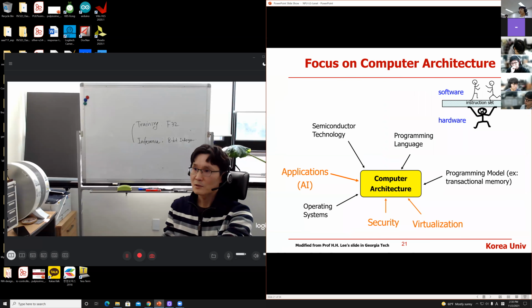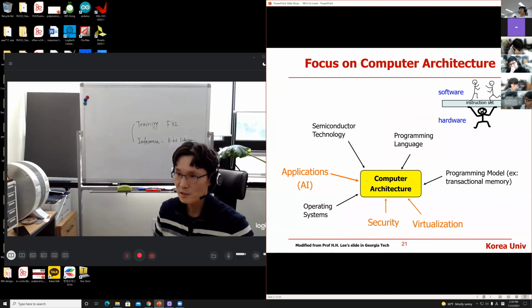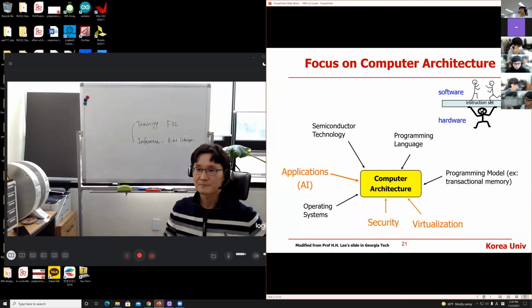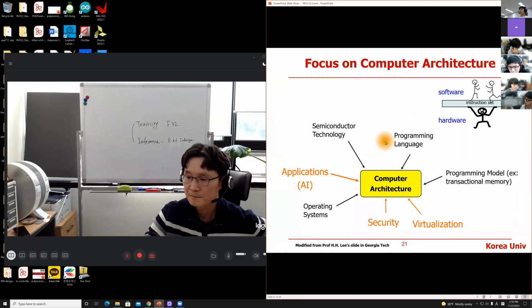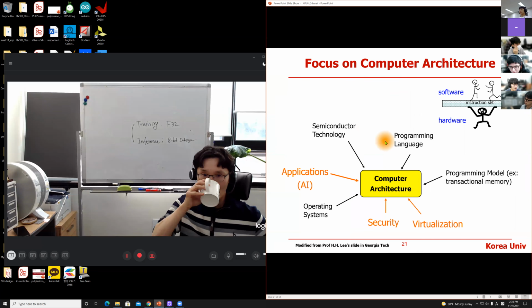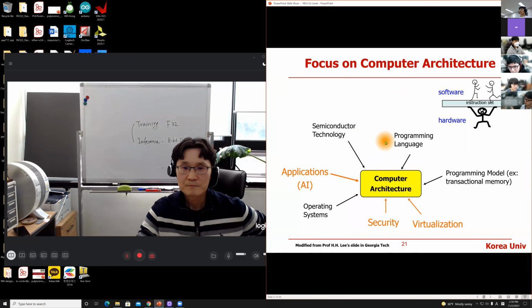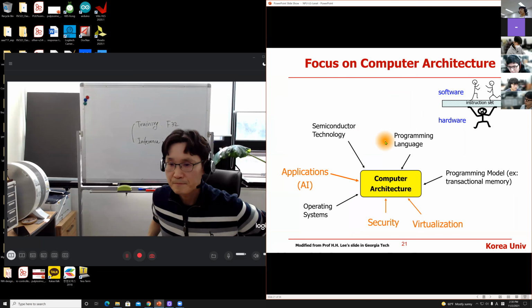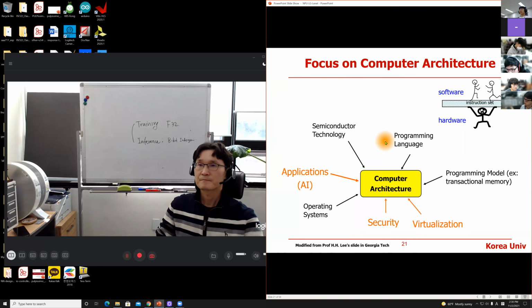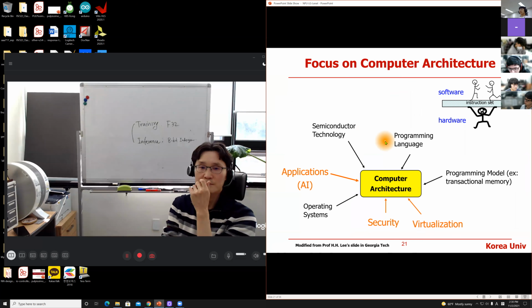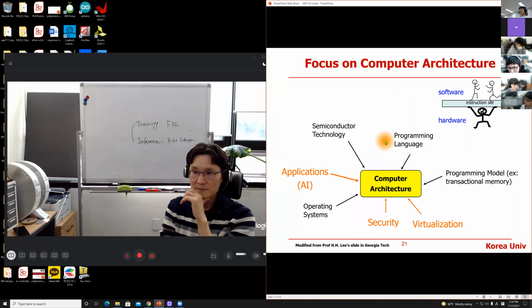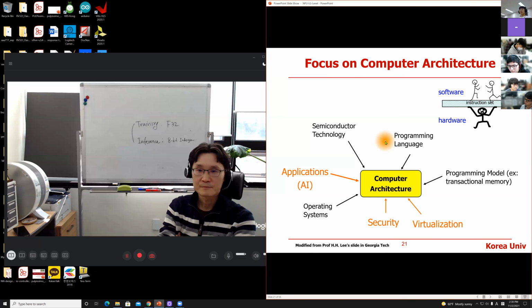So this one, Guyun, can you please read this? Focus on computer architecture. Semiconductor technology, programming language, programming model, transactional memory, virtualization, security, operating systems, application, computer architecture.